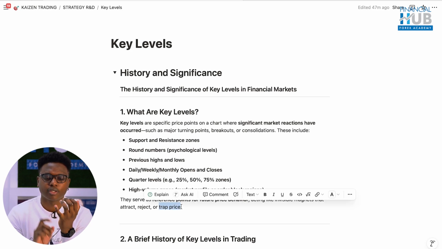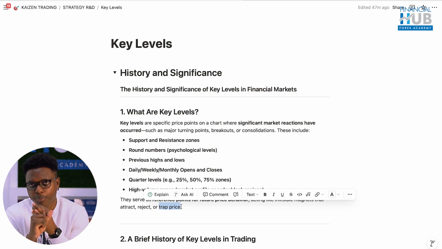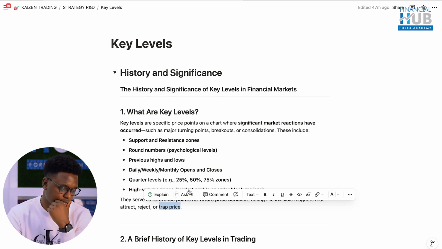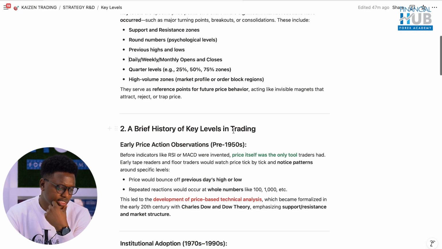It gives indication that many orders were there, many people were looking at these prices, many people are looking for entries here, many people are looking for take profits here, and some people are looking for those entry levels to enter the market. So now, brief history.